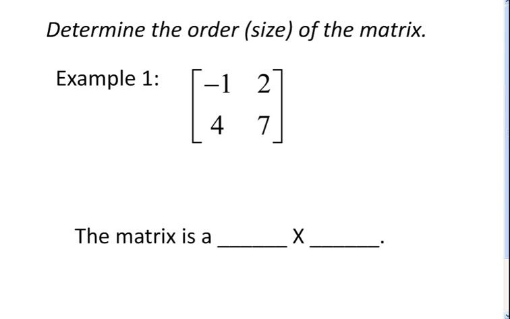Determine the order of the matrix. Again, what you want to look at are the rows. Here's row 1, row 2, here's column 1, column 2, so we have a 2 by 2 matrix.